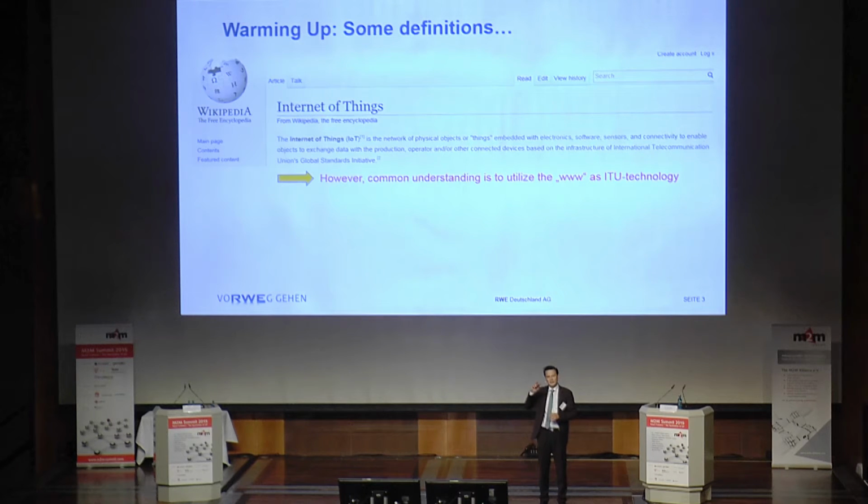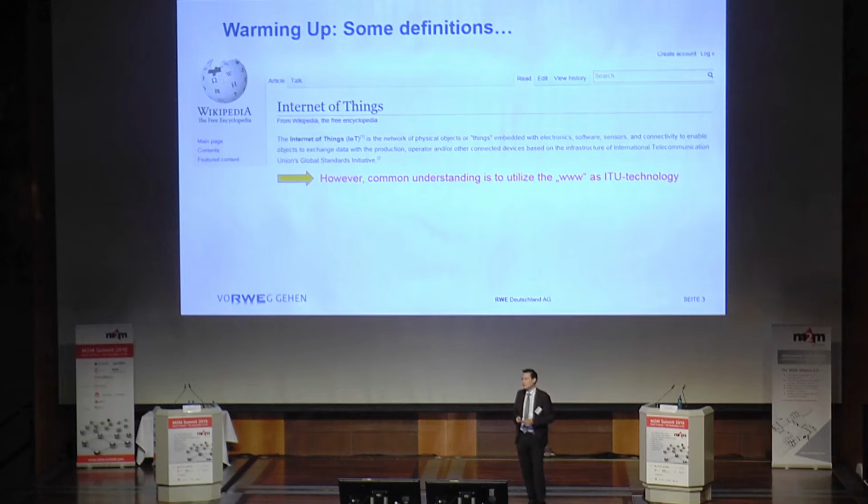We have got a headline here today at the Congress, Internet of Things. So what is Internet of Things? Internet of Things is a network of physical objects or things with electronic software, sensors, and so on, based on the infrastructure of ITU, Global Standards Initiative. So that is what Internet of Things is.